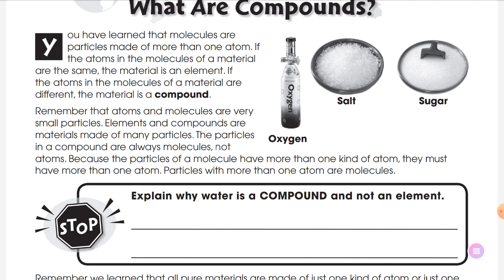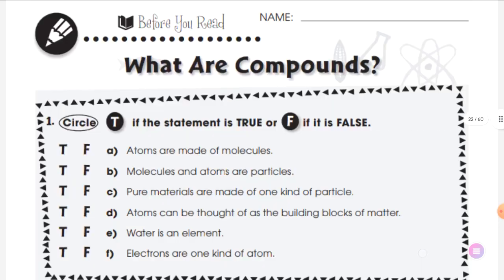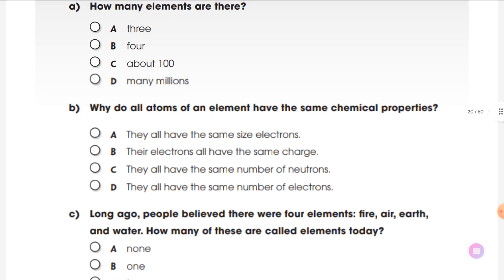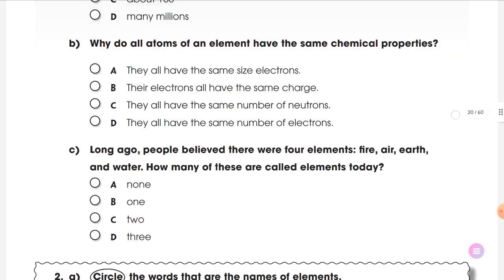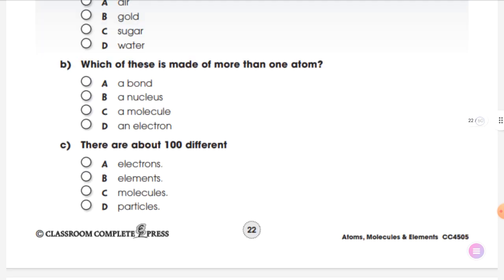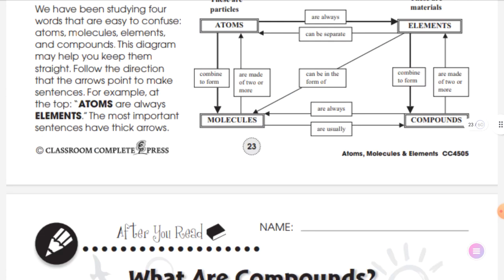Remember we learned that all pure materials are made of just one kind of atom or just one kind of molecule. Also, pure materials are made of only one element or only one compound. Okay? We have not learned that. This is from a whole 60-page document that we could have just given you, instead of a textbook, and worked through these, and you would have gotten a lot of the same information. So that's why the word pure materials was new.